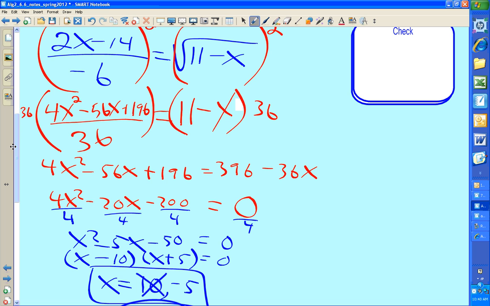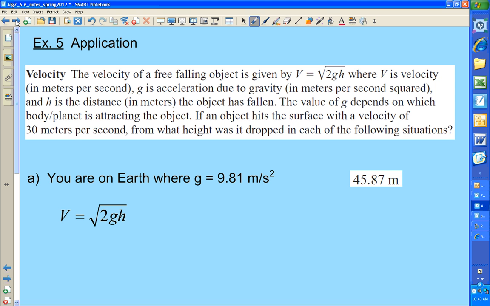Now the last thing I want to show you is an example of an application with the radicals. The velocity of a free-falling object on any body, whether it's the Earth, the Moon, whatever, the velocity at any given time would equal the square root of 2gh, where v is the velocity at any time, g is the acceleration due to gravity in meters per second squared, and h is the distance the object has fallen.